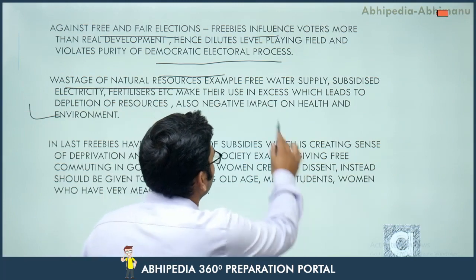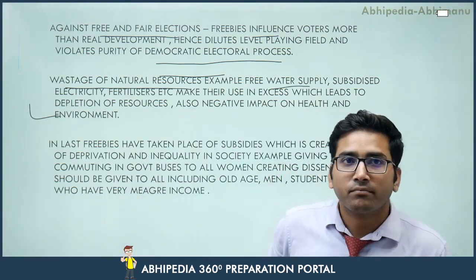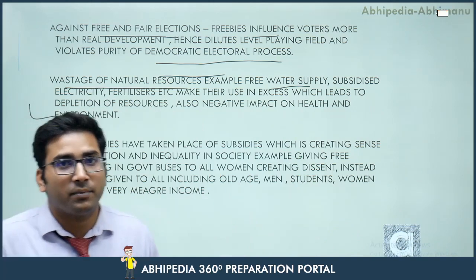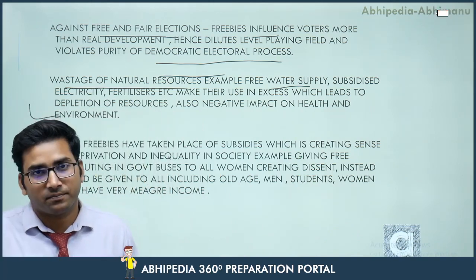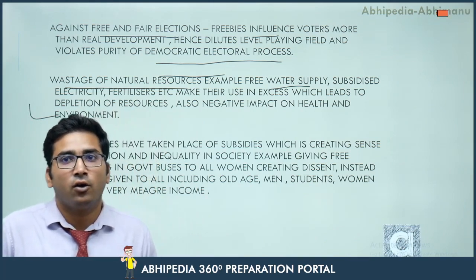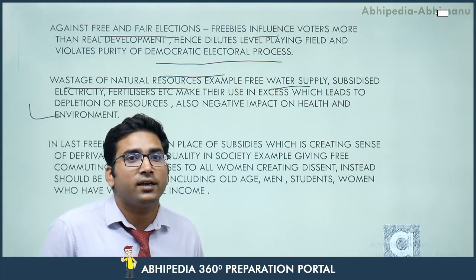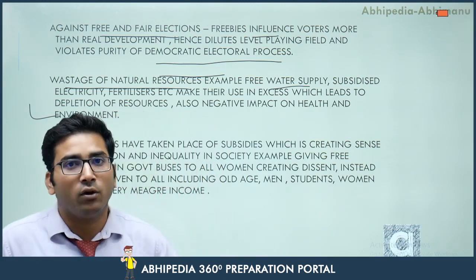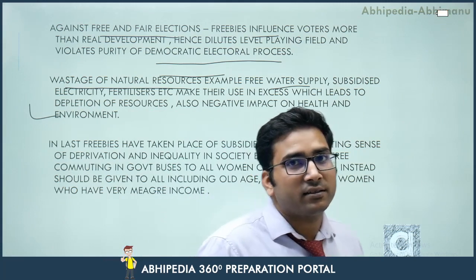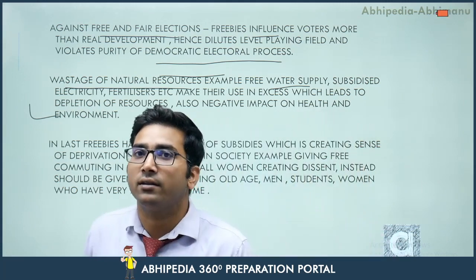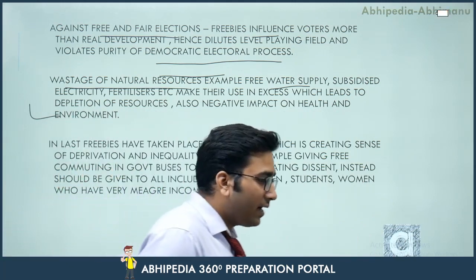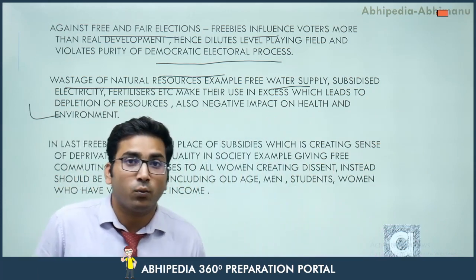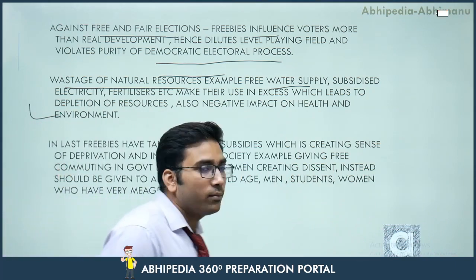Wastage of natural resources, because when the government is providing subsidized water supply, electricity, fertilizers, what do people do? Those people who are getting the benefits use these items in excess. They cross the limits of using them in an appropriate manner, and the result is that it will lead to depletion of resources. Our resources get vanished, right? They become very low, to the extent that our environment becomes unable to recreate them, right? So directly or indirectly, political freebies impact not only our health but also our environment, and climate change is one of the important results of the usage of political freebies.